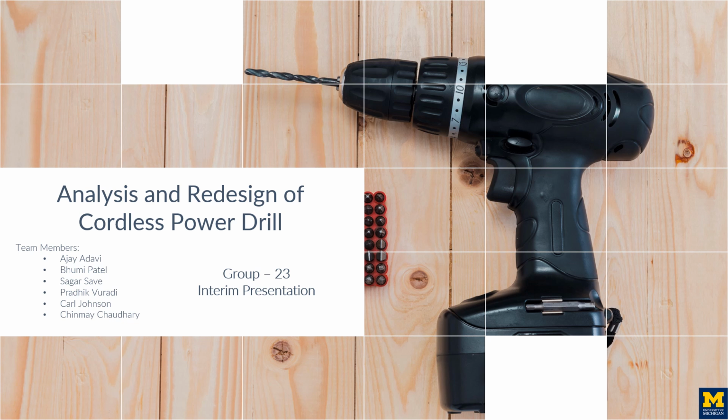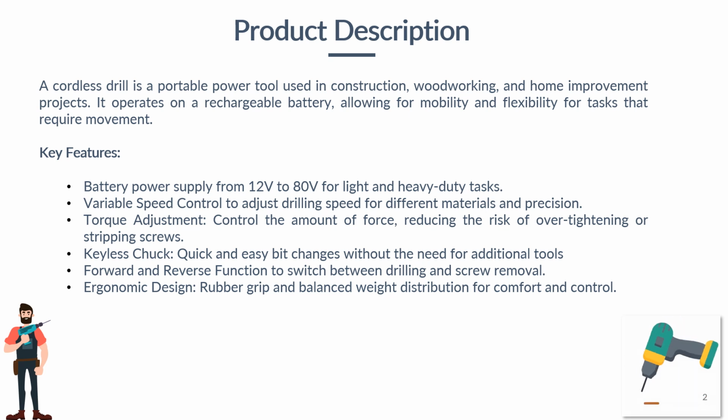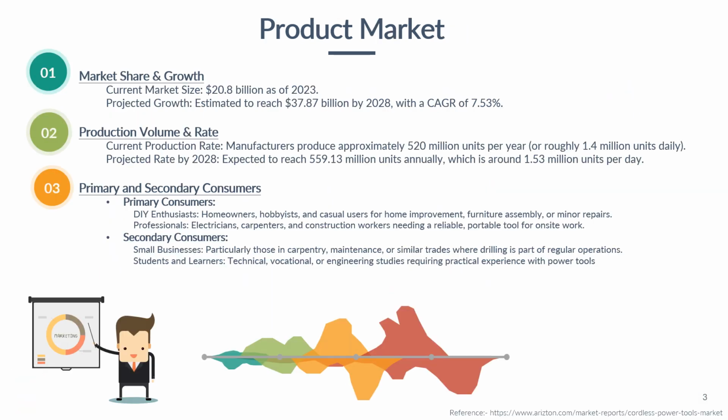Let's get started. A cordless power drill is a portable tool used in construction, woodworking, and home improvement, among a few other applications. Some key features include a battery, variable rotation control, and an ergonomic design to fit a wide range of applications. The market for these tools is over $20 billion worldwide. Massive growth is forecasted, with primary and secondary customers featuring professionals, enthusiasts, and businesses.